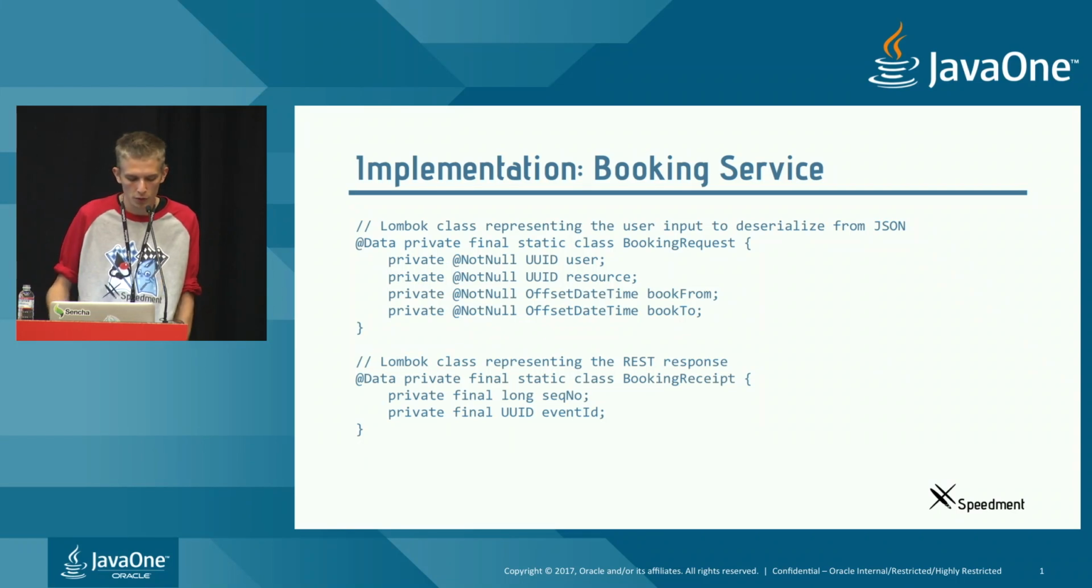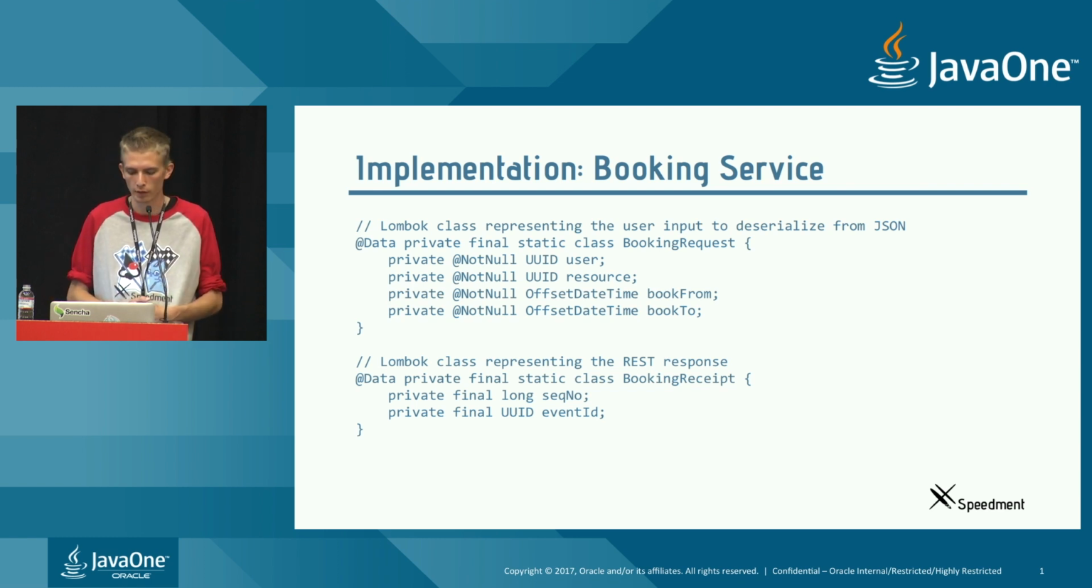We also use Lombok here to set up the boilerplate for the booking request and the booking receipt, the two things that are sent out from the booking service. So when a request comes in, we want to return a booking receipt, and we want the request to be formatted as JSON. So we use Jackson together with Lombok here. This will generate all the getters and setters for us.